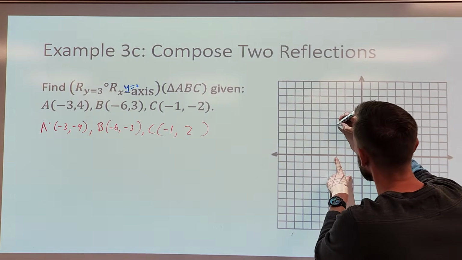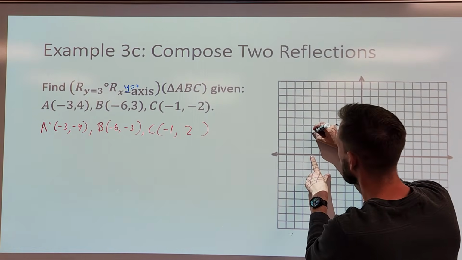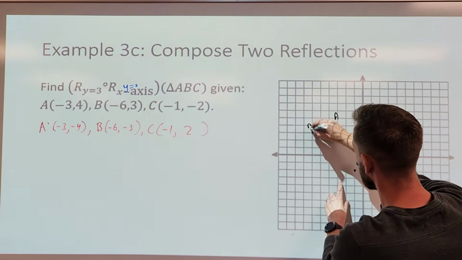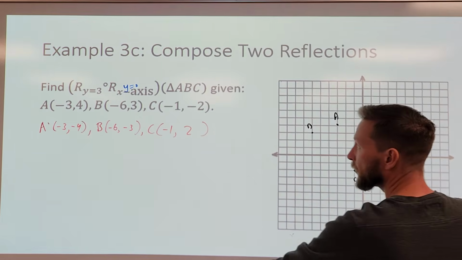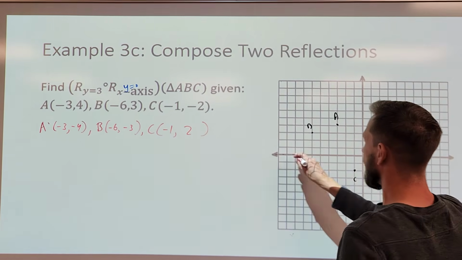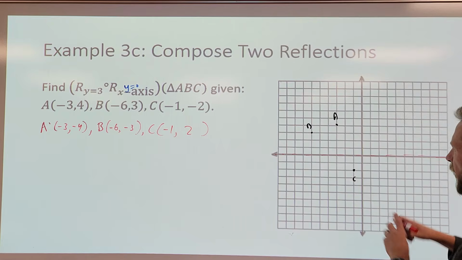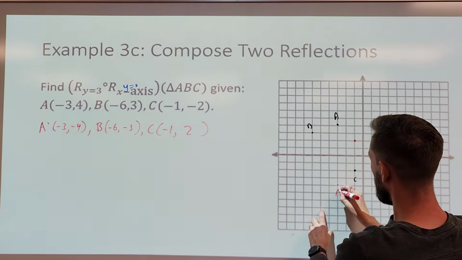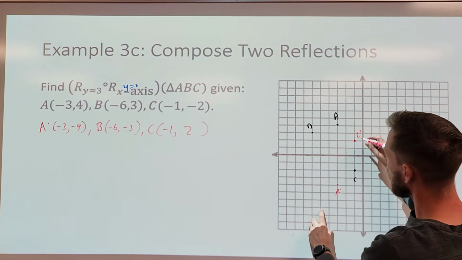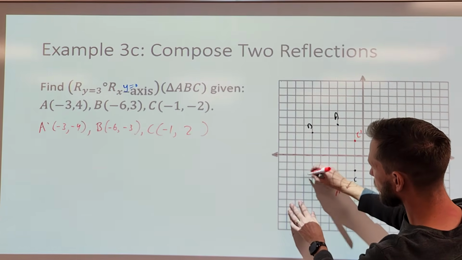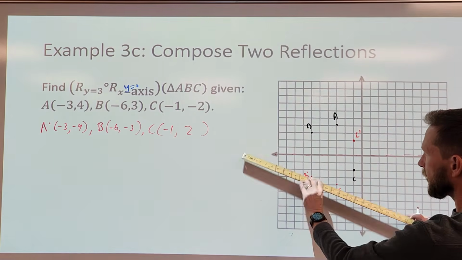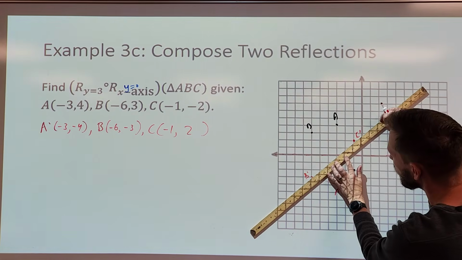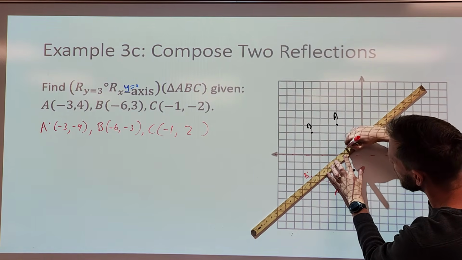So again, A, B, C: negative 6, 3, and negative 1, negative 2. Here's A, B, and C. When we flip those, when we reflect them over this line of reflection, we are now getting negative 1, positive 2, and negative 3, negative 4. Here's A prime, here is C prime, and then B prime is going to be 3 spaces below. And you can see that our red triangle is a reflection of the black triangle, the original triangle.